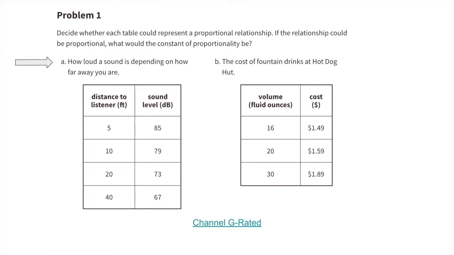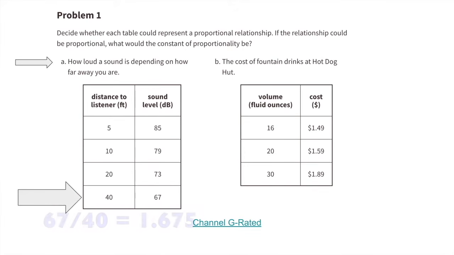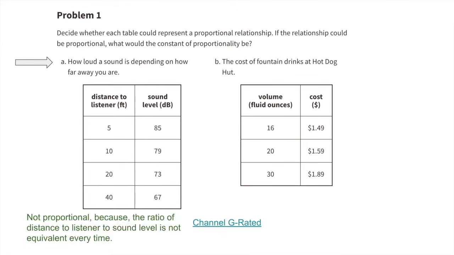A. How loud a sound is depending on how far away you are. This is a ratio of 5 to 85. This is a ratio of 10 to 79. This is a ratio of 20 to 73. And this is a ratio of 40 to 67. These are not proportional because the ratio of distance to listener to sound level is not equivalent every time.